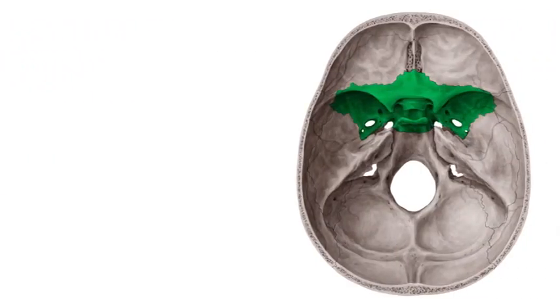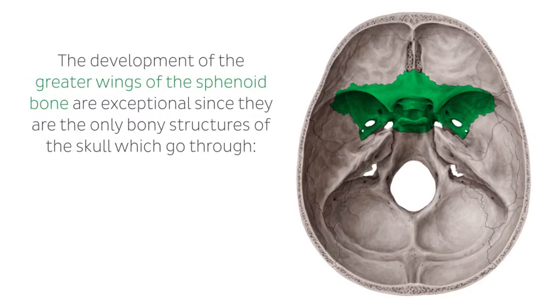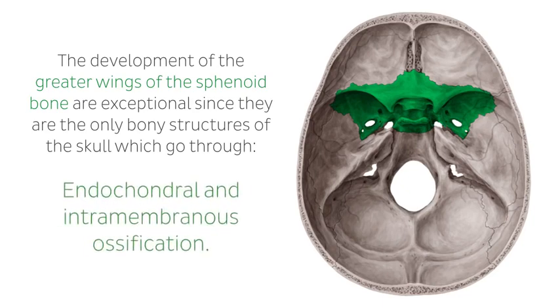The body and lesser wings of the sphenoid bone mature through classic endochondral ossification, whereas the pterygoid processes undergo intramembranous ossification. The development of the greater wings of the sphenoid bone is exceptional, since they are the only bony structures of the skull which go through both endochondral and intramembranous ossification.